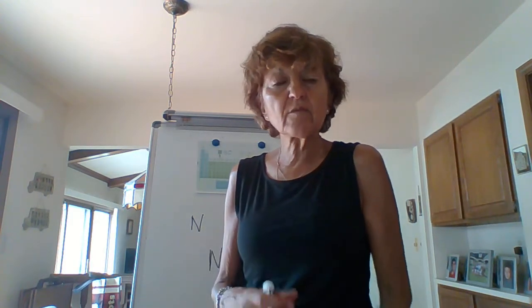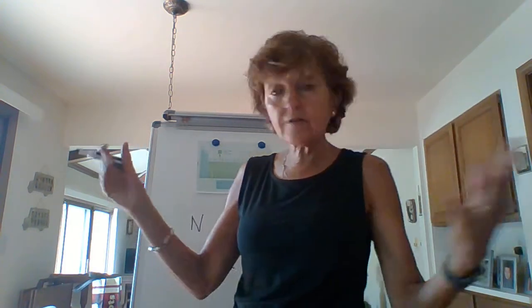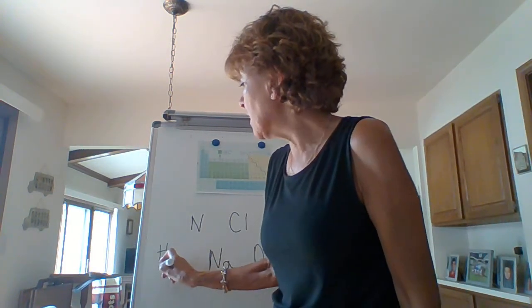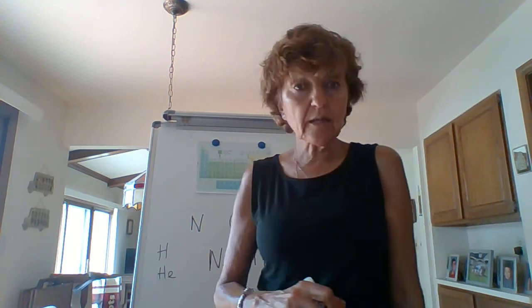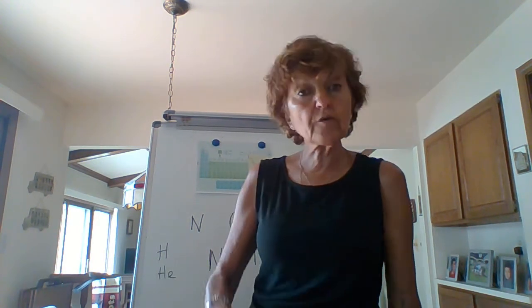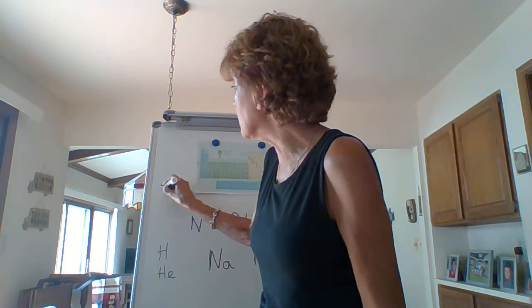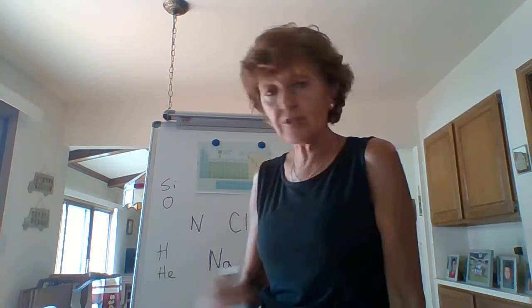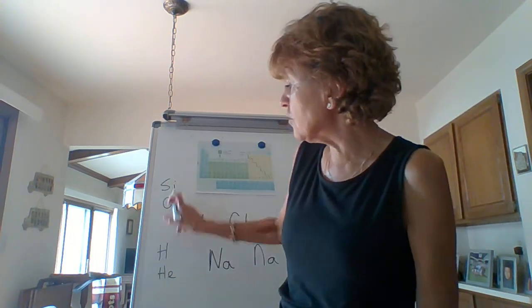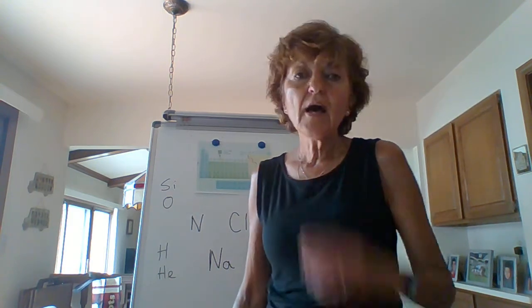The elements that are most prevalent in the universe are hydrogen and helium. The elements that are most prevalent in the Earth's crust are silicon and oxygen. Notice uppercase, lowercase, uppercase, lowercase.